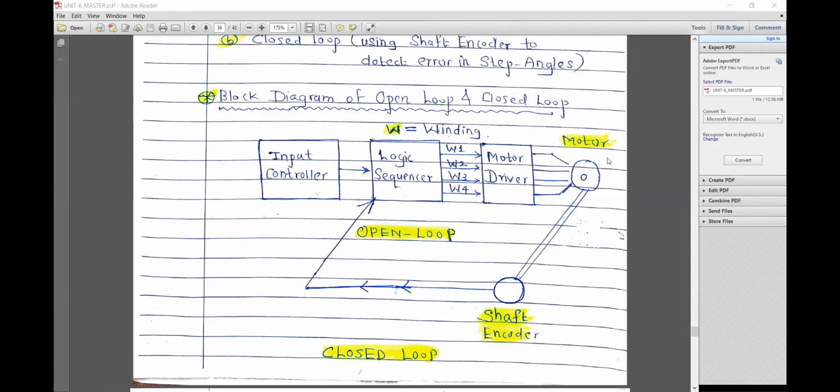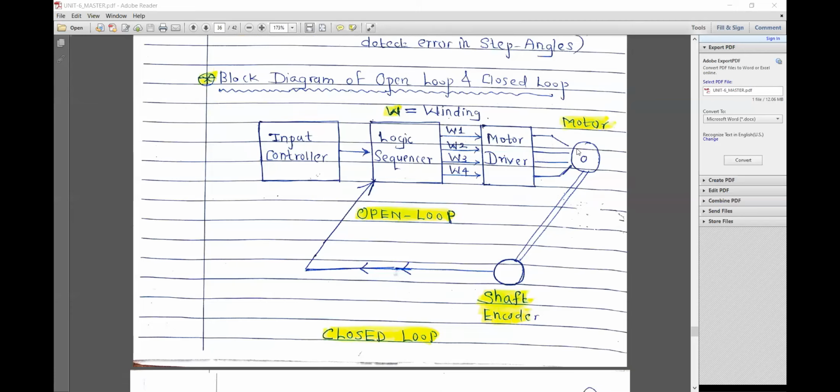Okay. So at the end, we have the stepper motor, which is a 4-winding stepper motor. Windings are W1, W2, W3, W4. So that the microcontroller's output and the logic sequencer's output is electrically sufficient to drive the motor, we put a suitable motor driver in between. So the motor rotates, and as we know, the stepper motor gets its name because the rotor rotates in particular angles, which is called a step angle. Is it clear? Yes, sir.